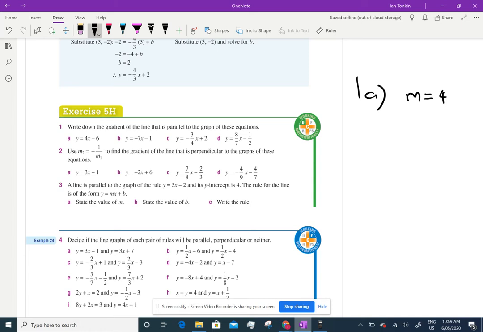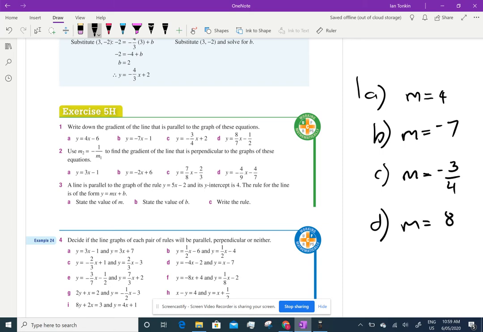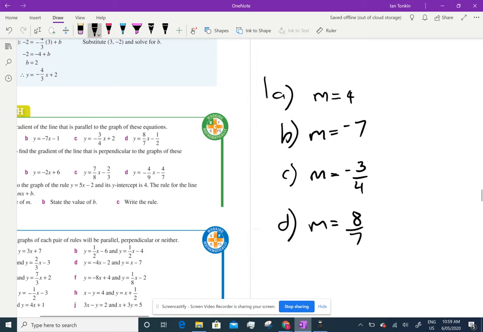Look at the next one. What's the gradient of that line in B? Hopefully you've done it and you've said m equals -7. What about C? Have a look at what's in front of the x. What's the gradient? Well, it's the same if it's parallel, -3/4. And what about D? What's the gradient? M equals 8 on 7. It's that easy.